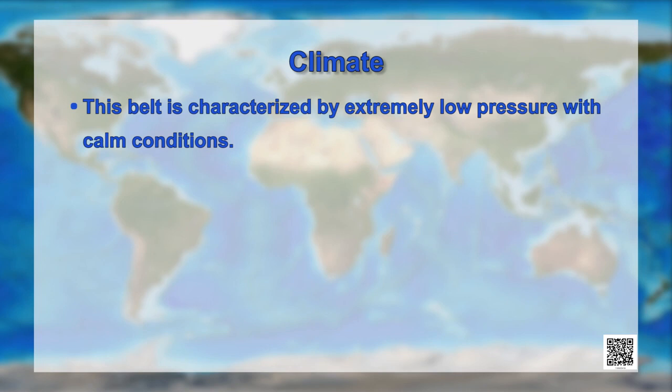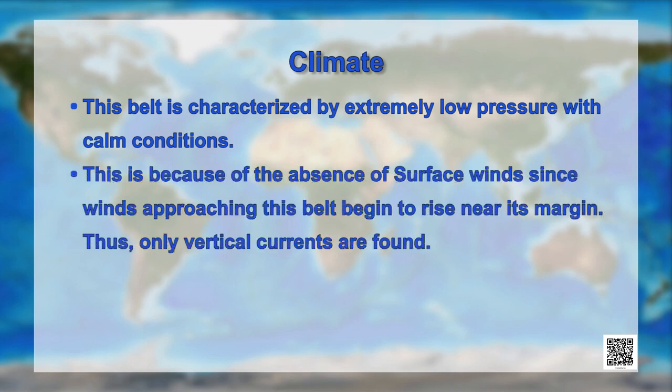What is the climate like here? This belt is characterized by extremely low pressure with calm conditions. This is because of the absence of surface winds, since winds approaching this belt begin to rise near its margin. Thus, only vertical currents are found.